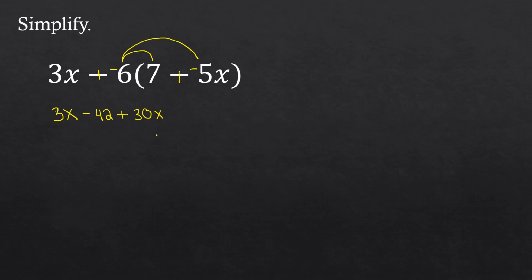From here, I want to see if there are any like terms. I notice that there are two variable terms in the problem. I see a 3x and I see a 30x. So 3x plus 30x will give me 33x. This constant term, minus 42, just needs to be brought down with the rest of my problem. I had nothing to combine it with, and I'm finished here.